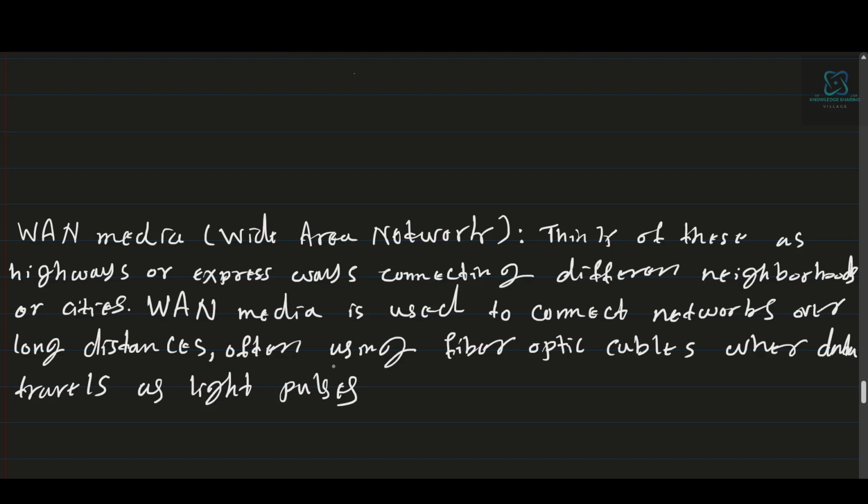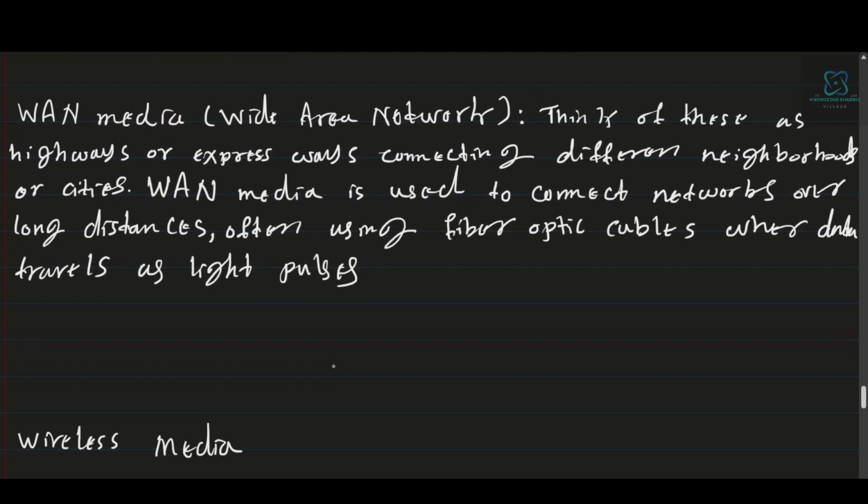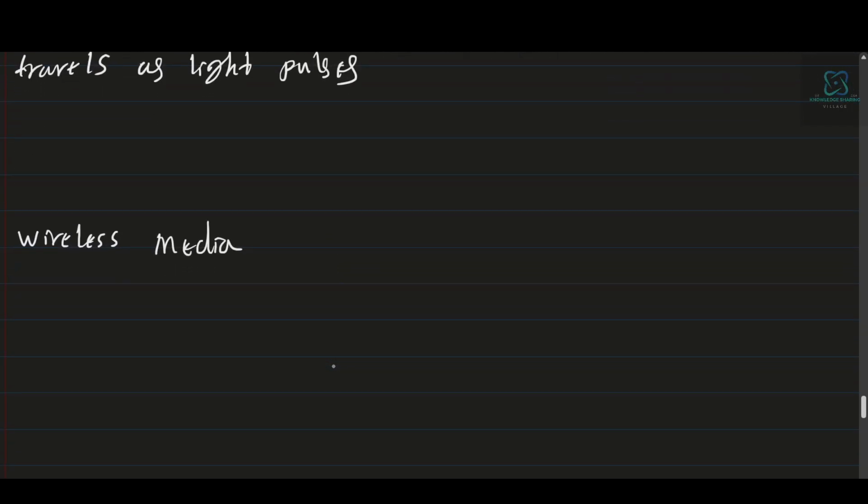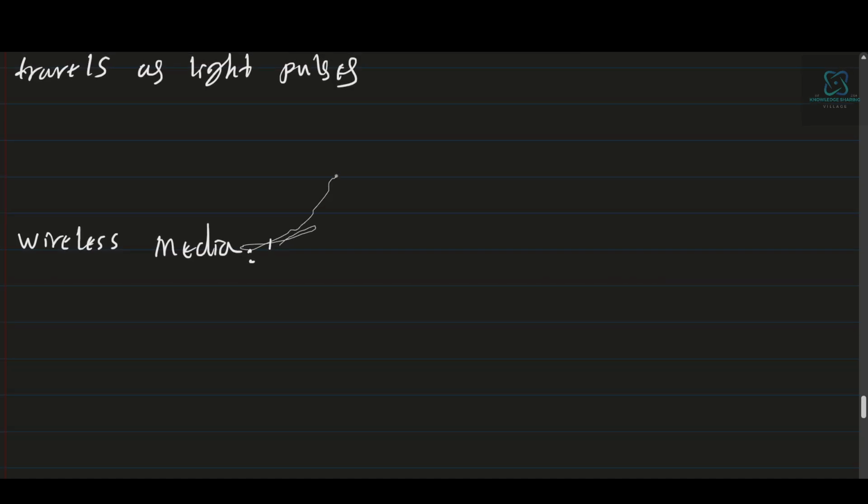So the third network media type is wireless media. Imagine, oh you know, sorry, what will happen here? Ha, I think this went crazy.